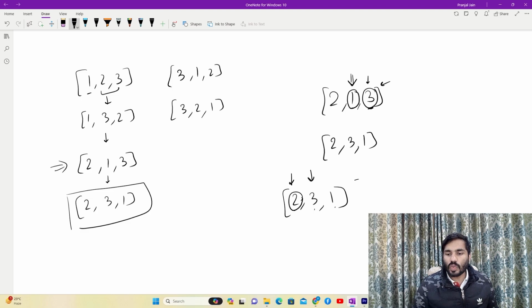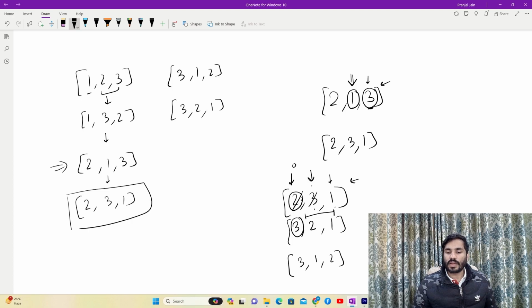Now what we'll do, we'll start from the right, find a number that is greater than 2 and swap 2 with it. Is 1 greater than 2? No. Is 3 greater than 2? Yes, it is. So we swap these two numbers. 3 comes at the beginning, then we have 2, and then we have 1. Now this is the index that we found out, 0. Whatever is in front of it, we reverse it, or let's say sort it. So this becomes 3, 1, 2. So that's it. This is our next permutation.